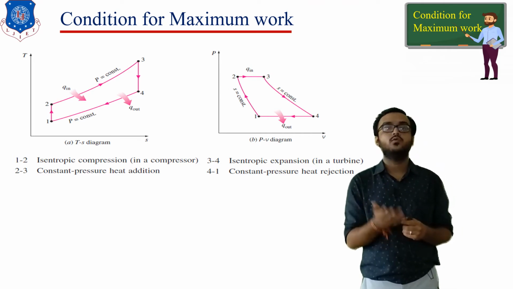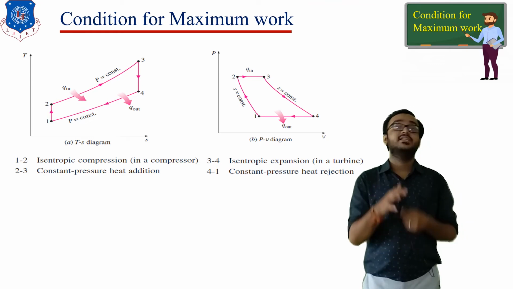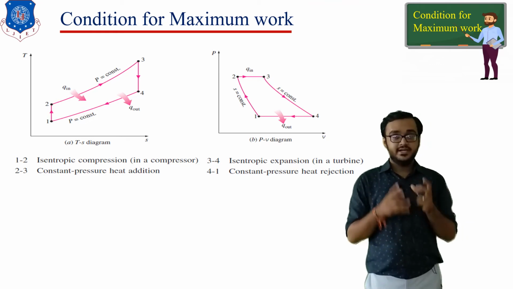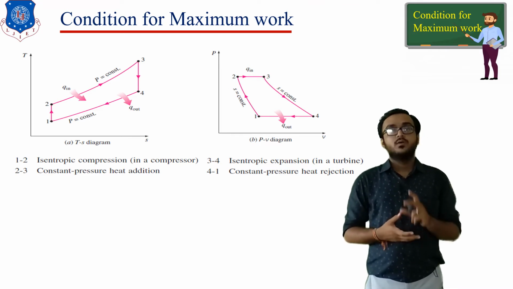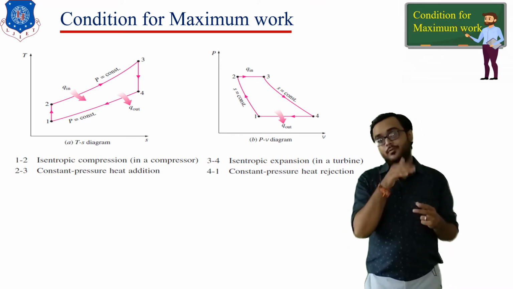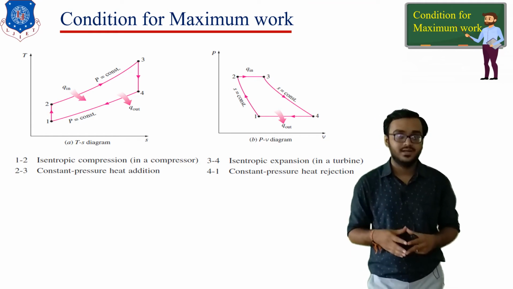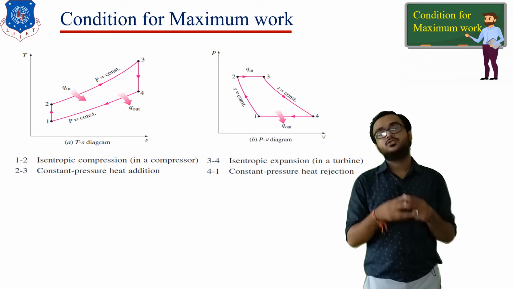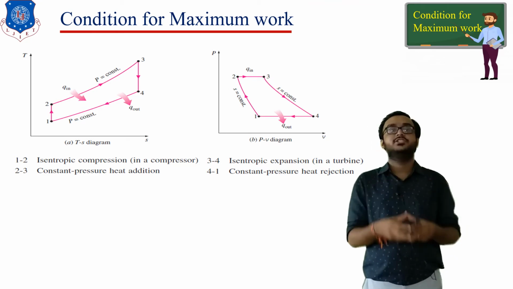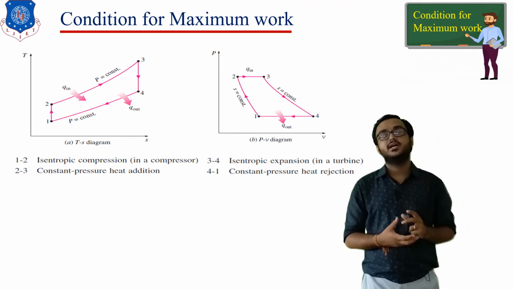Then 4 to 1 is again a heat rejection process, which occurs inside the heat exchanger. In the heat exchanger, the pressure of the fluid remains constant while temperature reduces because of heat rejection. That's why we plot one inclined path 4 to 1 like this, which shows the temperature reduction process at constant pressure in the heat exchanger. So that is all about the TS diagram.